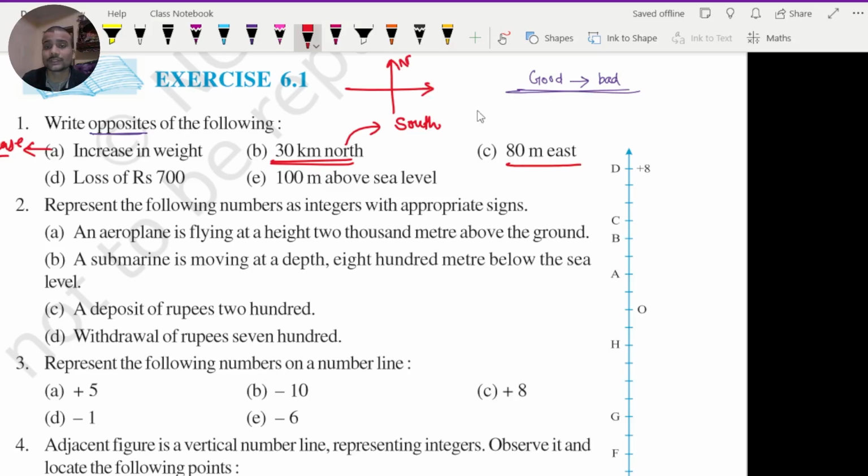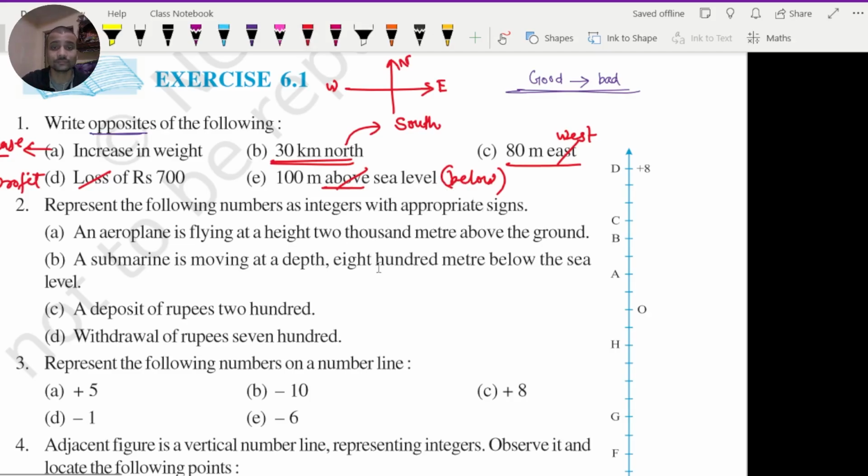80 kilometer east. This is east. This is west. So 80 kilometer west. Loss of 700 means profit of 700. 100 meter above sea level. If you are above sea level, it means that you are below the sea level. Use only the word here: 100 meter below sea level, or below the sea level.